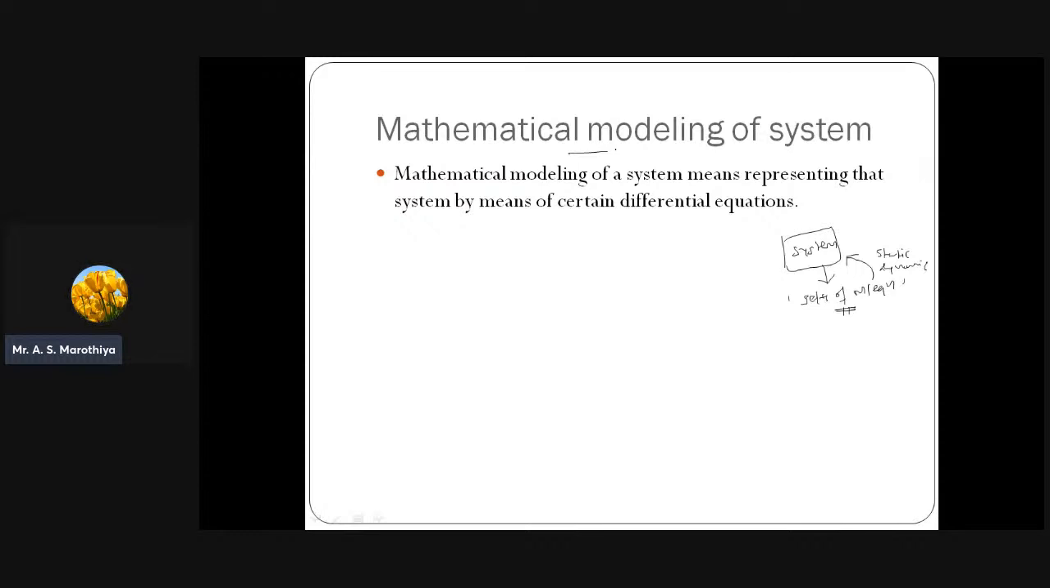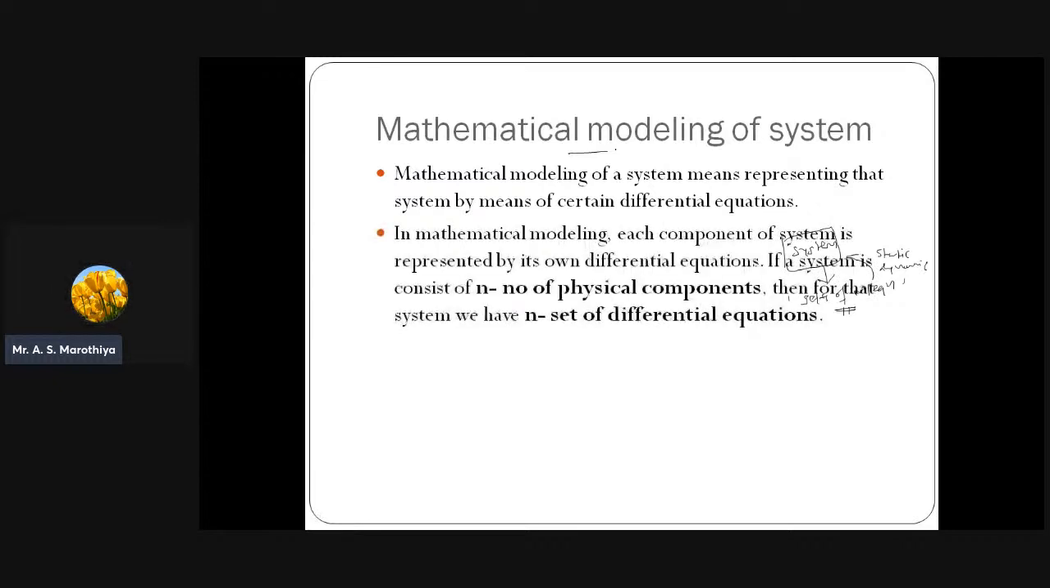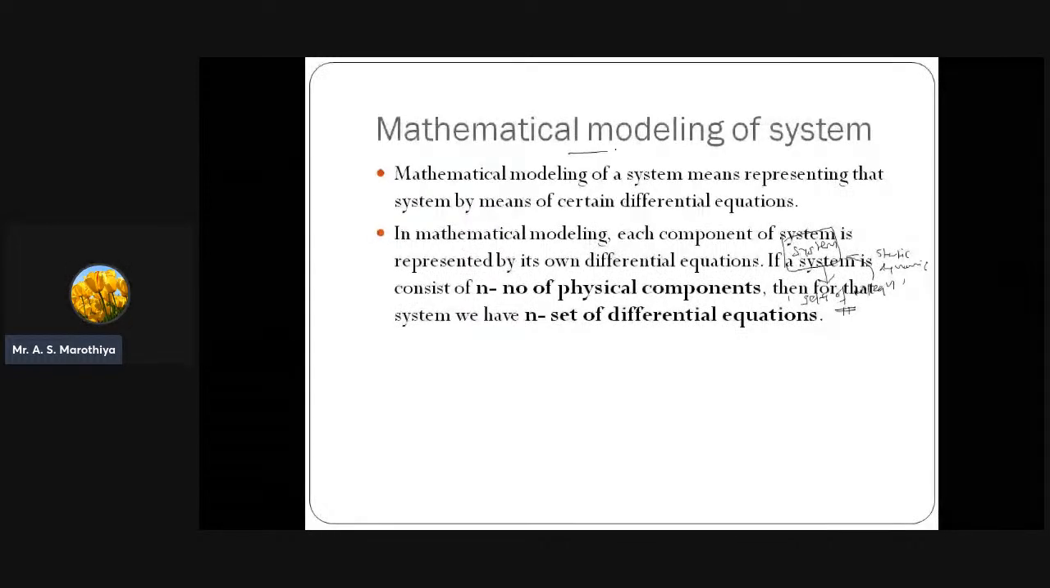Ultimately you end up with some set of mathematical equations, and the equations are written in such a way that if you solve those equations, we can easily find out the static and dynamic behavior of a given system. Then we can say that the mathematical modeling which we have done is correct for the given system. So in mathematical modeling, each component of the system is represented by its own differential equation or by some set of equations.